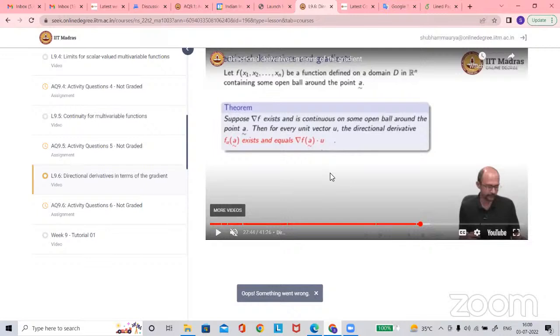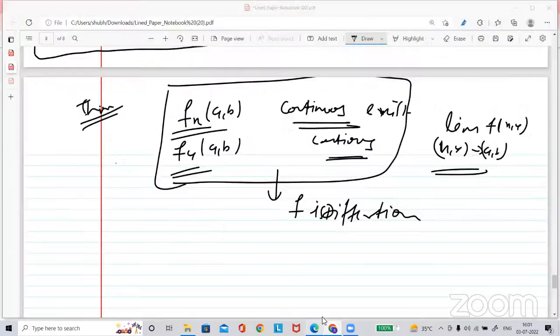So the existence of the gradient is not much in itself. Why you are getting the gradient is only for the directional derivative, for this course only. There are some more uses, but for this course we use the gradient for the directional derivative. So let me tell you what the gradient is first. Then we can discuss this theorem also.